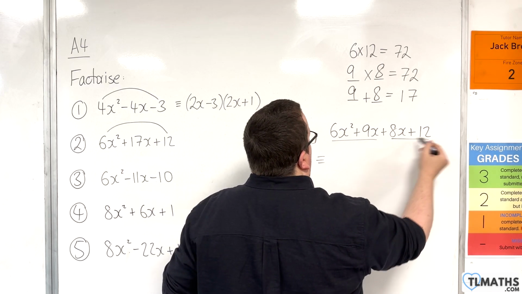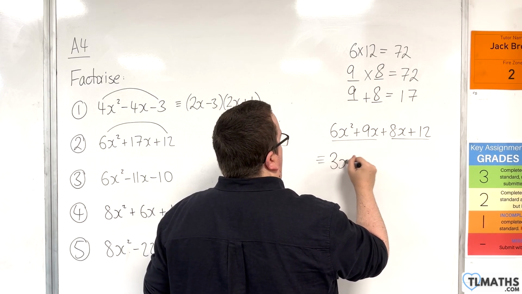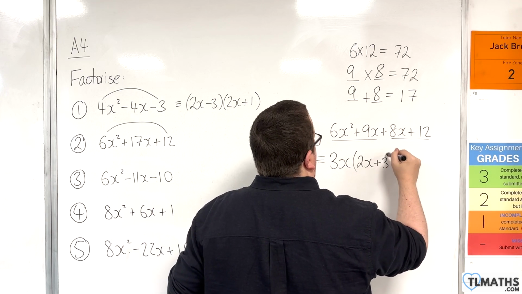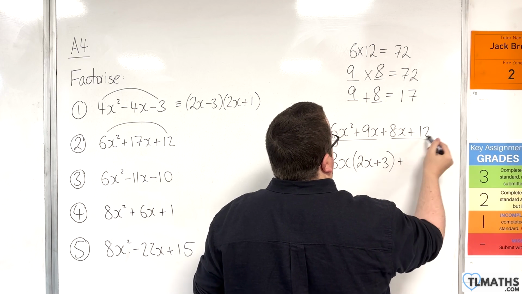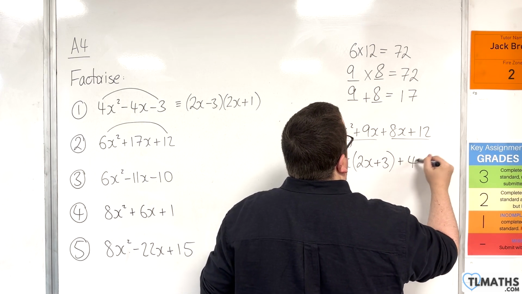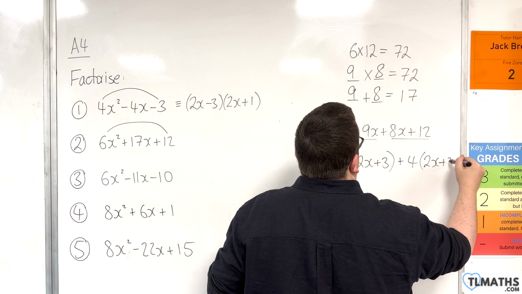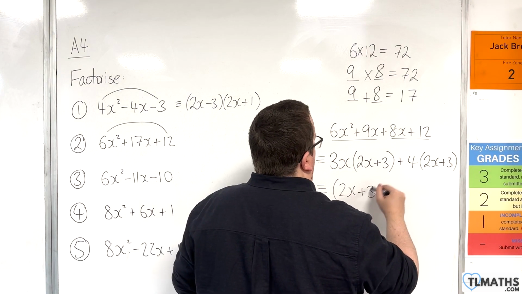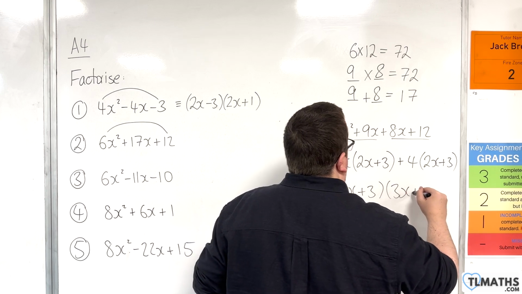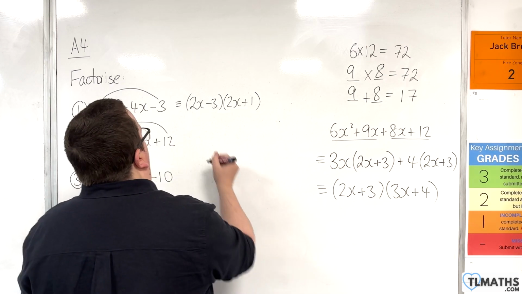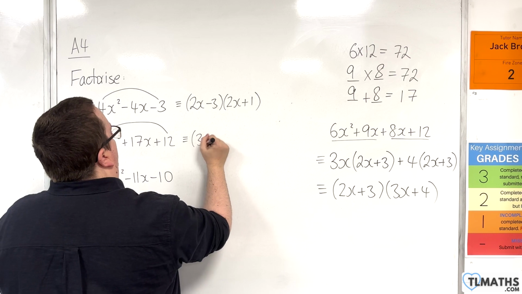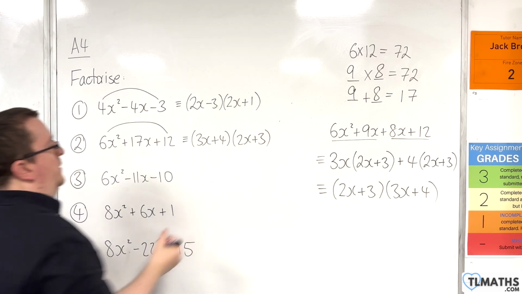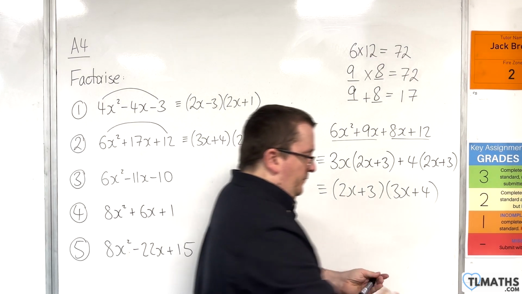So factorise the first half. We're going to get 3x out the front and 2x plus 3. And then factoring out the 4 here, we're going to have 4 lots of 2x plus 3. So 2x plus 3 is one of the brackets, and 3x plus 4 is the second bracket. Okay, so that's my answer to number 2.